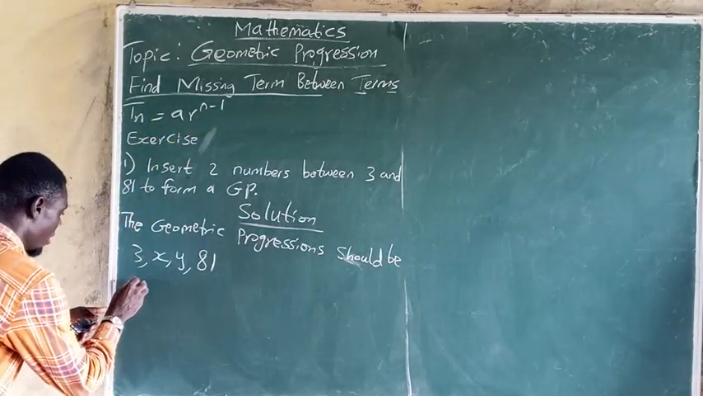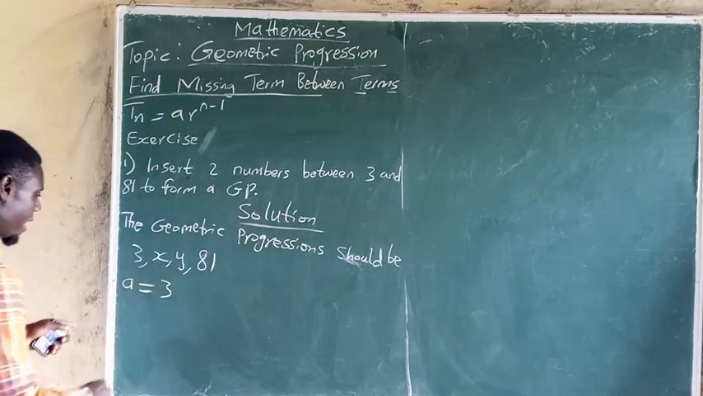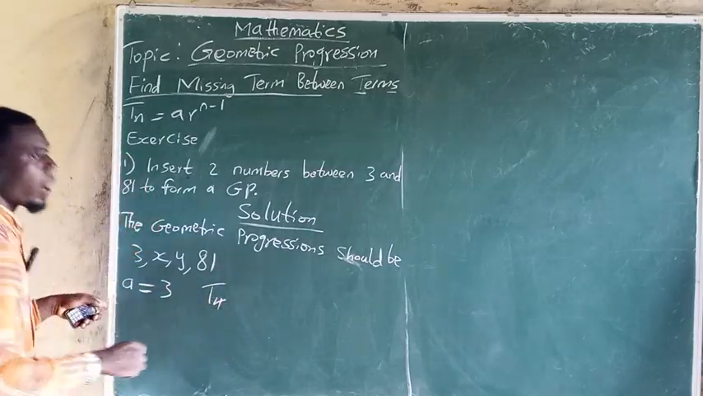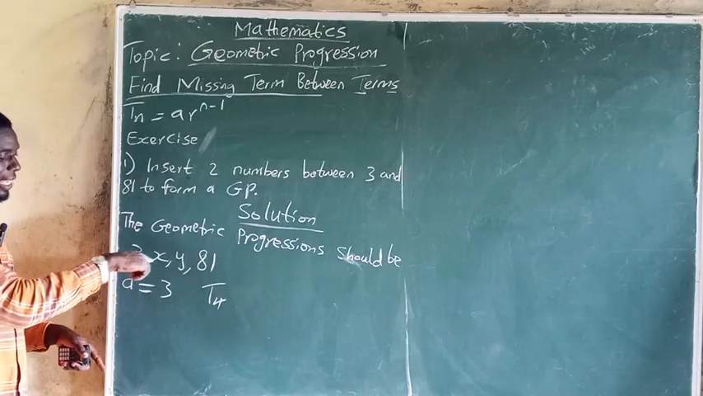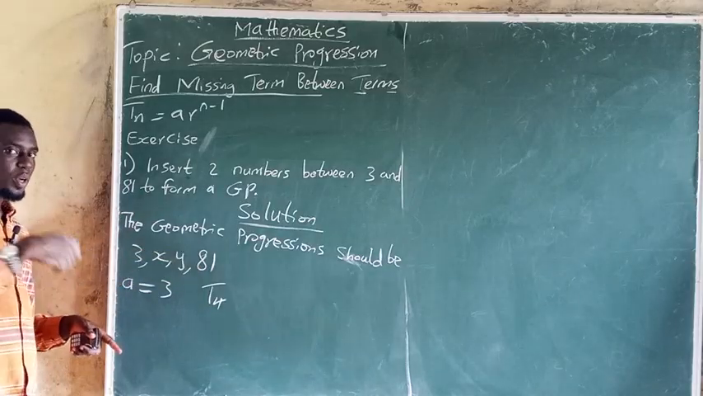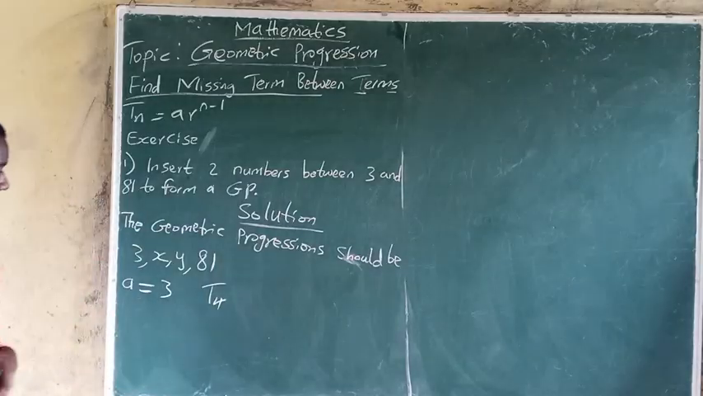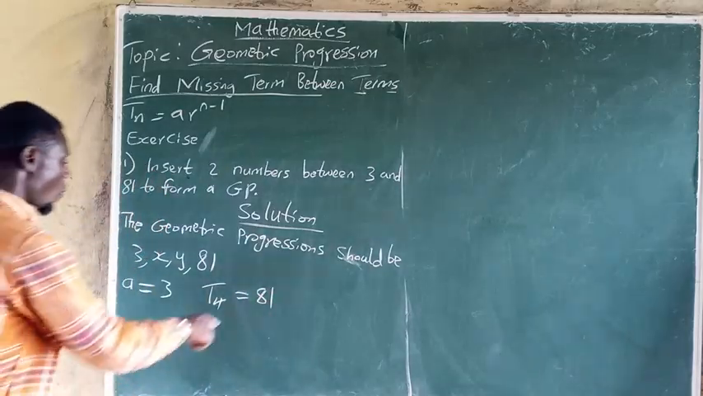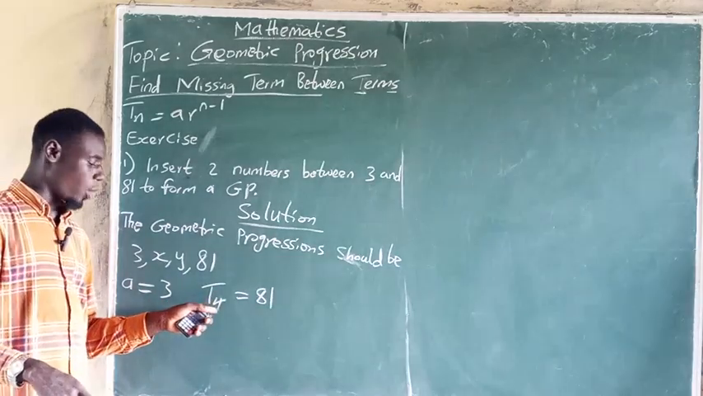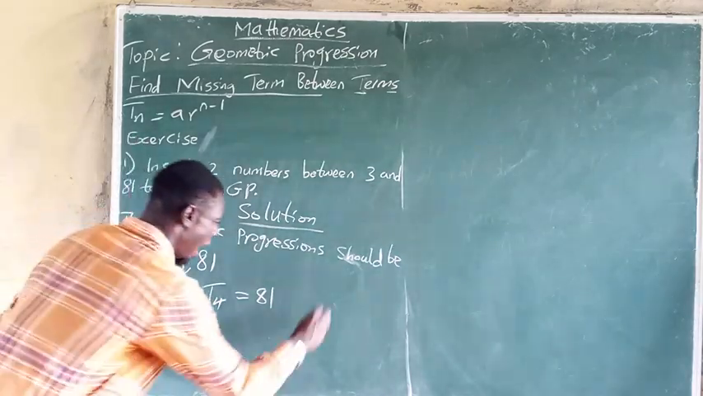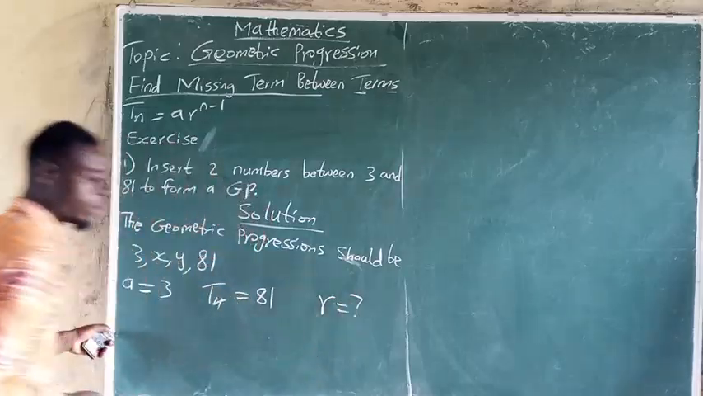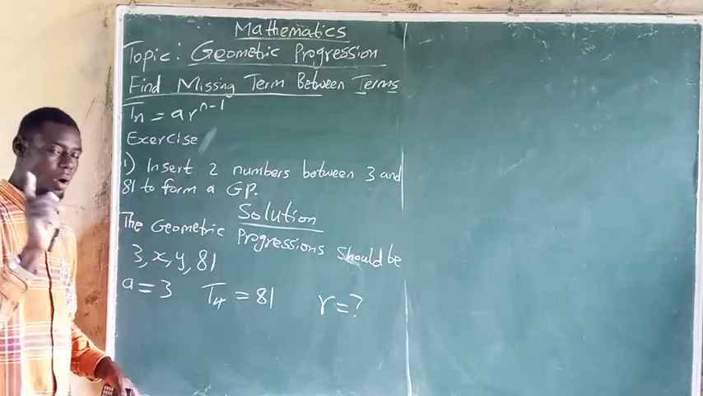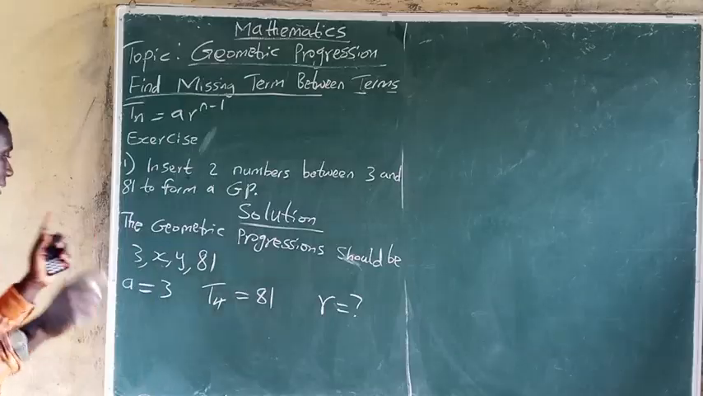Now, we have that our first term a is equal to 3, and our last term, which is t sub 4, because look at first term, second term, third term, fourth term. So it becomes t sub 4 because it is the last term, and the last term there is equal to 81. So for us to be able to find these missing two numbers, we need to look for the common ratio first. Then we are able to get these numbers.